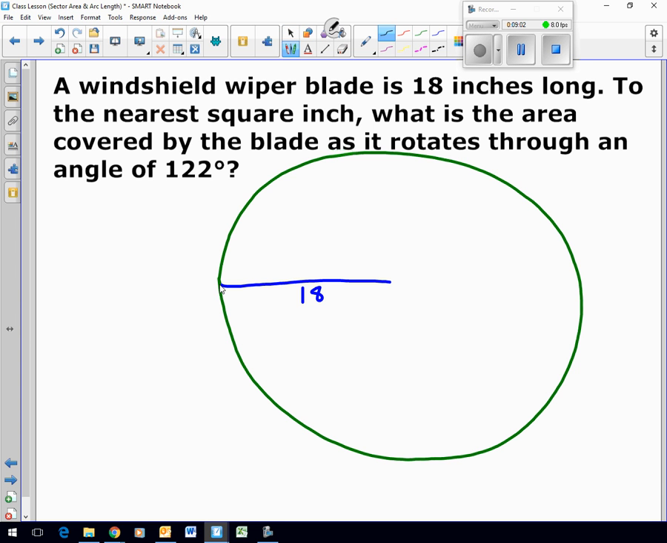We keep reading and it says, to the nearest square inch, what is the area covered by the blade as it rotates through an angle of 122 degrees? Does this make sense now?